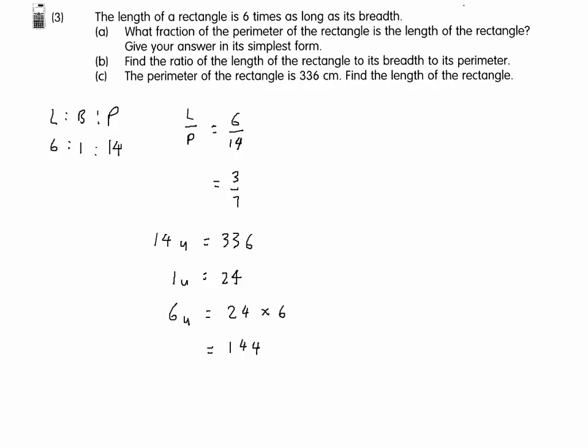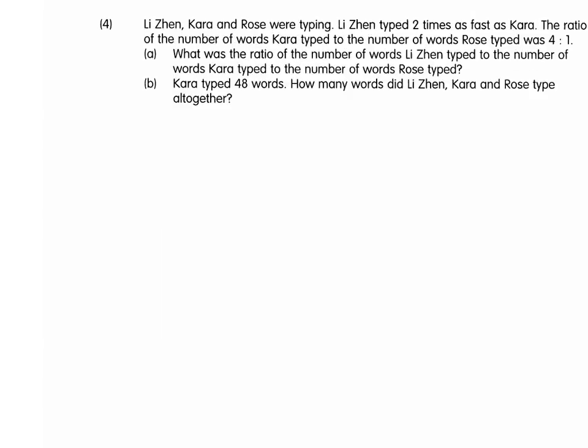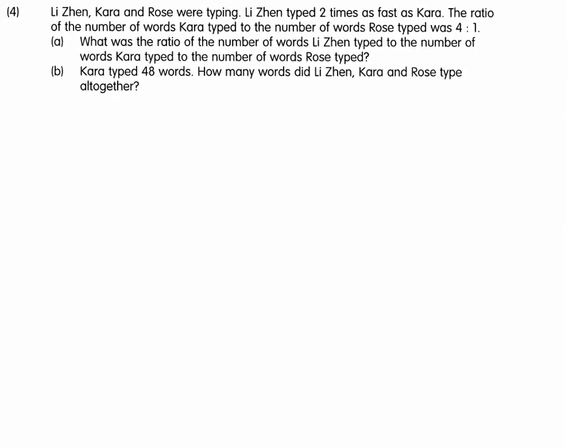Next question. Okay. Next. Li Zhen, Kara and Rose were typing. So you have 3 persons, Li Zhen, Kara and Rose. They are typing. Li Zhen typed twice as fast as Kara. The ratio, so we know that Li Zhen to Kara, Li Zhen is twice as fast. So what's the ratio, Ryan? 2:1.